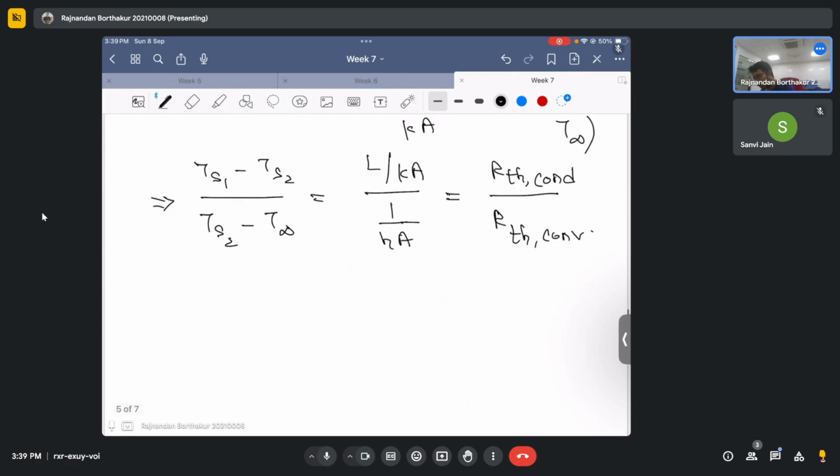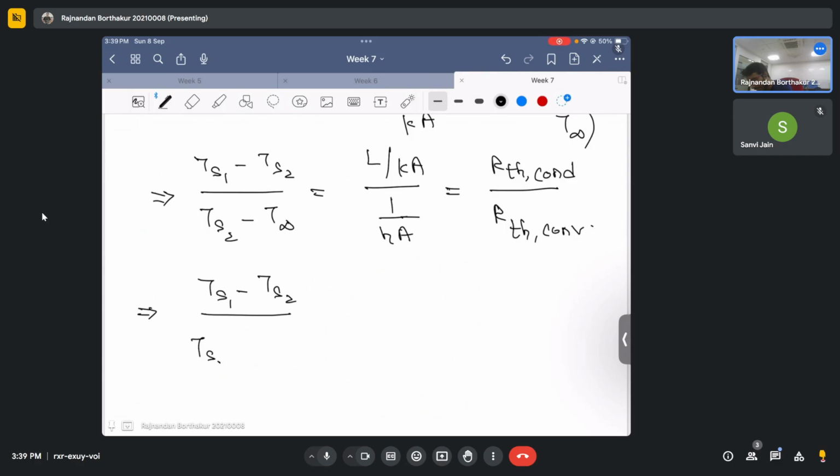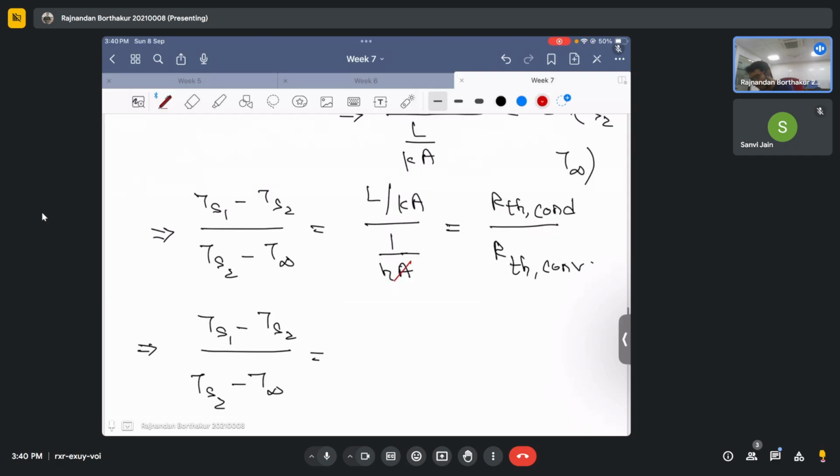convection, which means we have simplified this as TS1 minus TS2 by TS2 minus T infinity, and this is basically equal to, if I just cancel some of the terms, I can just cancel this A, and this basically turns out as H times L by K, and this is equal to your RTH of conduction by RTH of convection.